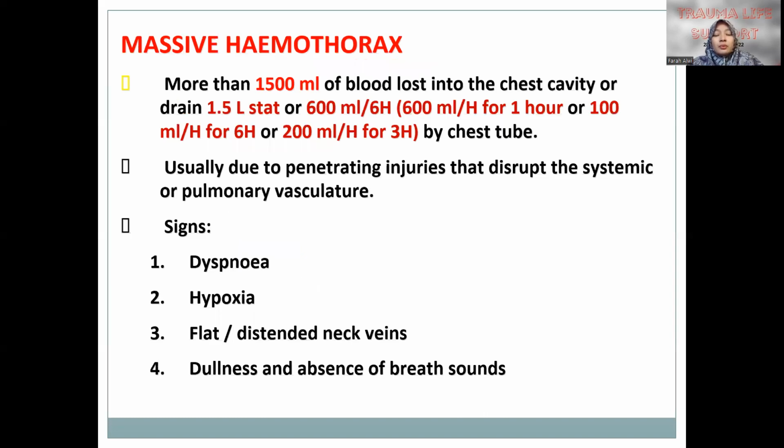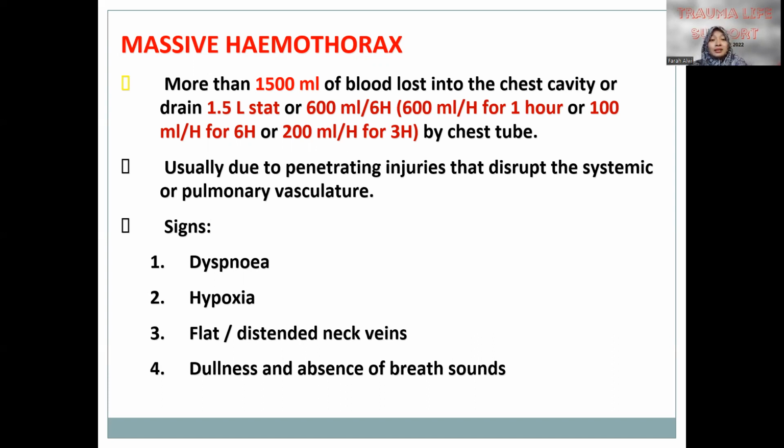Right. Massive hemothorax. What happens in massive hemothorax? Massive hemothorax is when you put your chest tube in and then immediately 1.5 liters of blood comes out, or 600 mils in 6 hours. It can happen as 600 mils in 1 hour, or 100 mils per hour for 6 hours, or 200 mils per hour in 3 hours. What usually happens is disruption of the pulmonary vessels, whether it's penetrating or blunt injury.